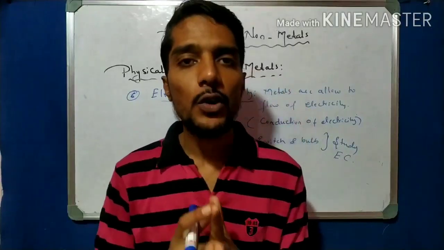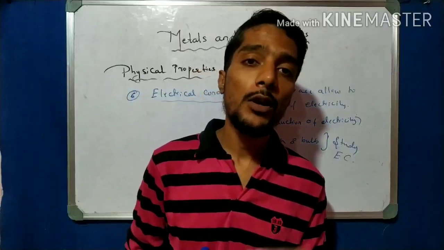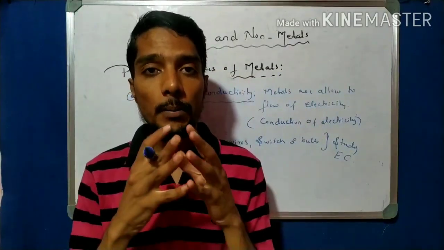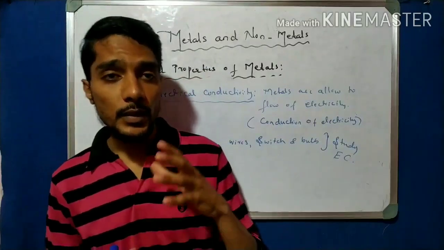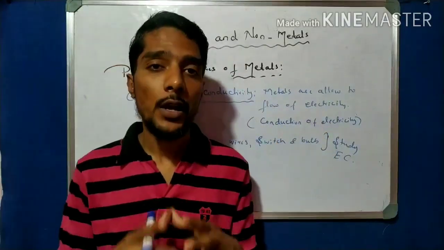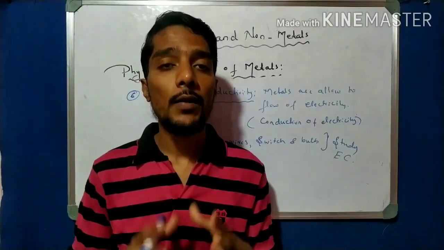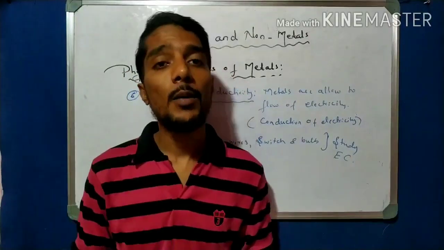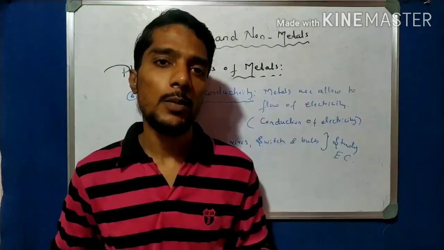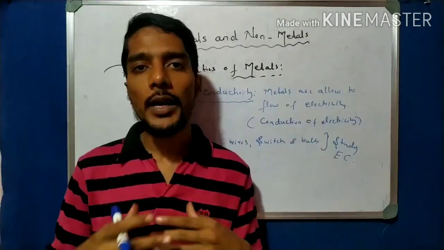Okay, this is enough for today's video. In this video we studied the definition of metals and non-metals, and then the physical properties of metals, with their meaning and examples. Hope this video is very helpful for you. In the next video we will come across the chemical properties of metals, and the chemical reactions of metals with acid, with water and so on.